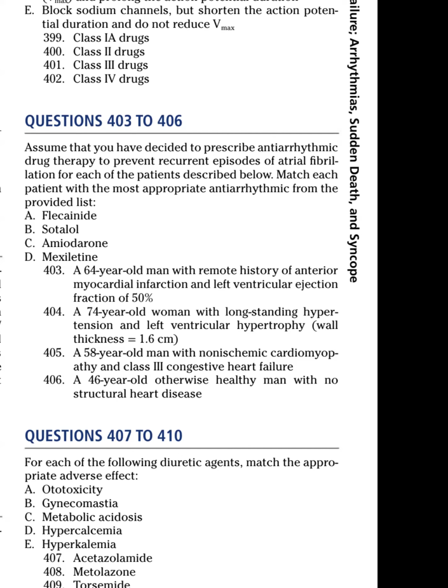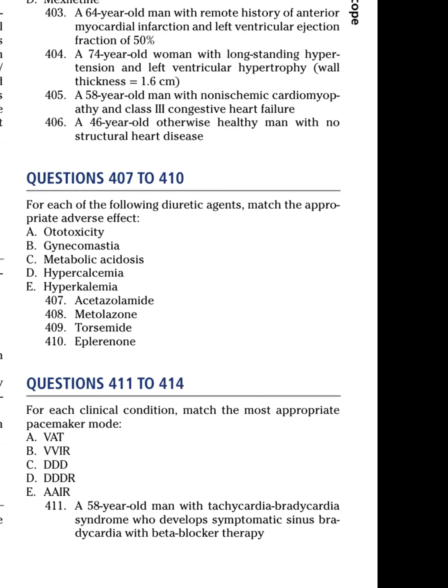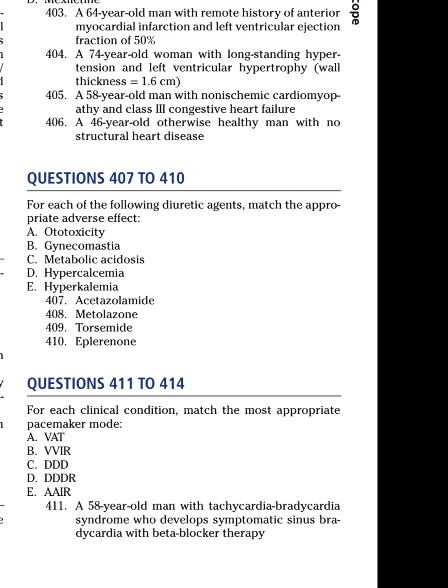So we quickly go to 407 to 410, which reads, for each of the following diuretic agents, match the appropriate adverse effects. Option A, ototoxicity. Option B, gynecomastia. Option C, metabolic acidosis. Option D, hypercalcemia. Option E, hyperkalemia.